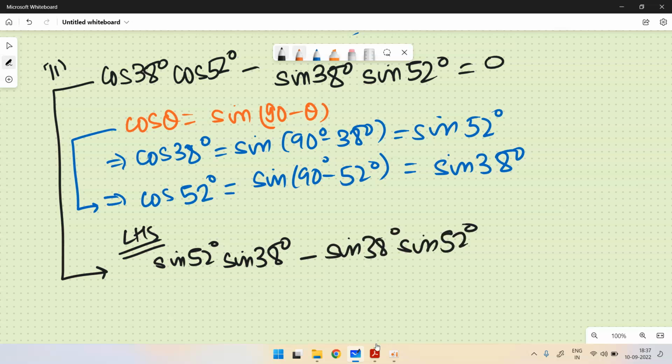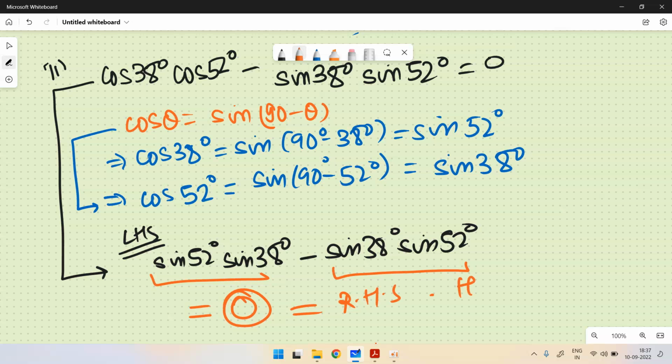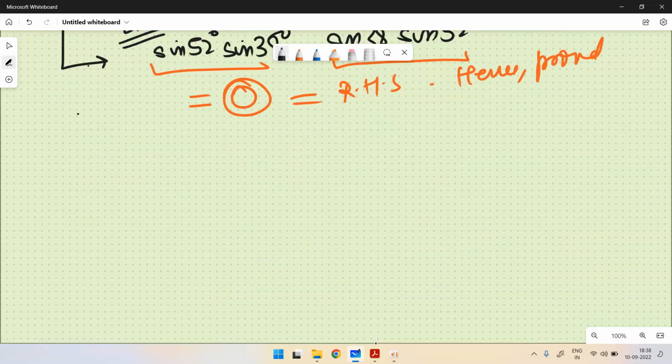You can see that both of the expressions are the same. So this will cancel, and hence 0 is the answer, which is equal to RHS. So LHS is equal to RHS. Hence proved. Now third question.